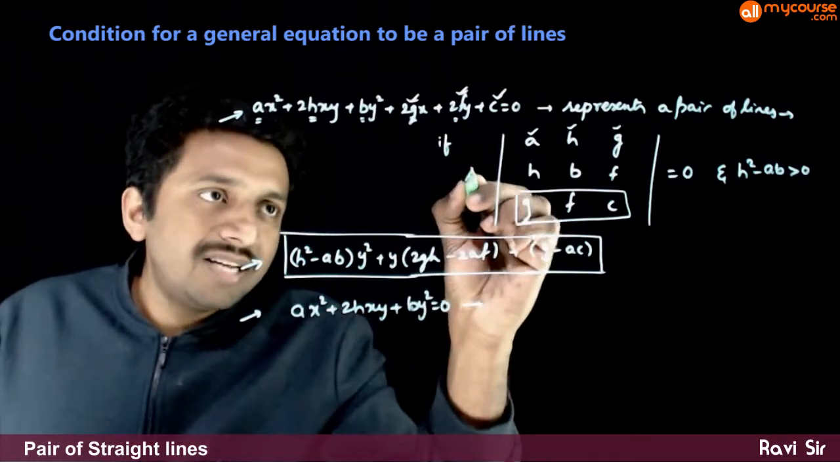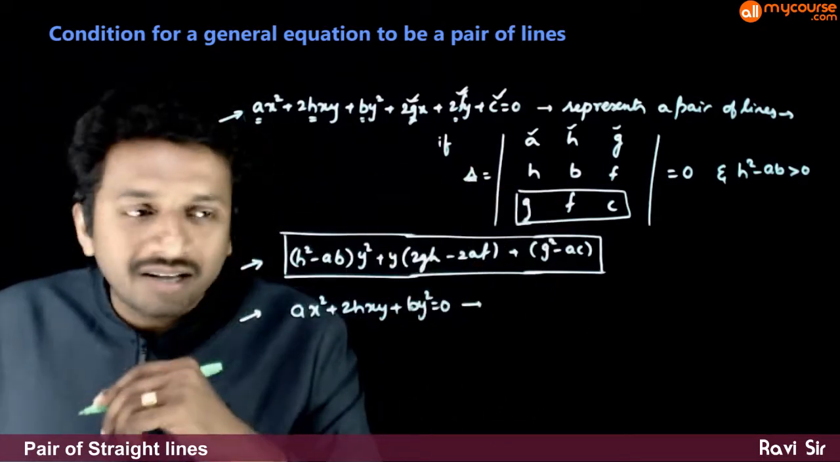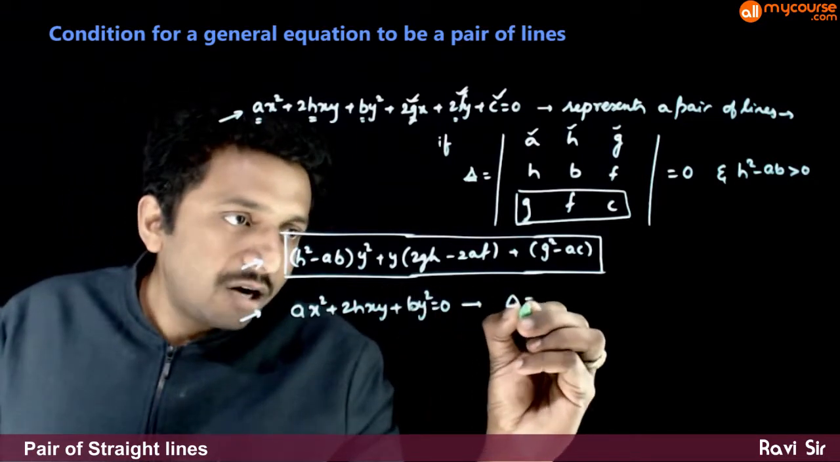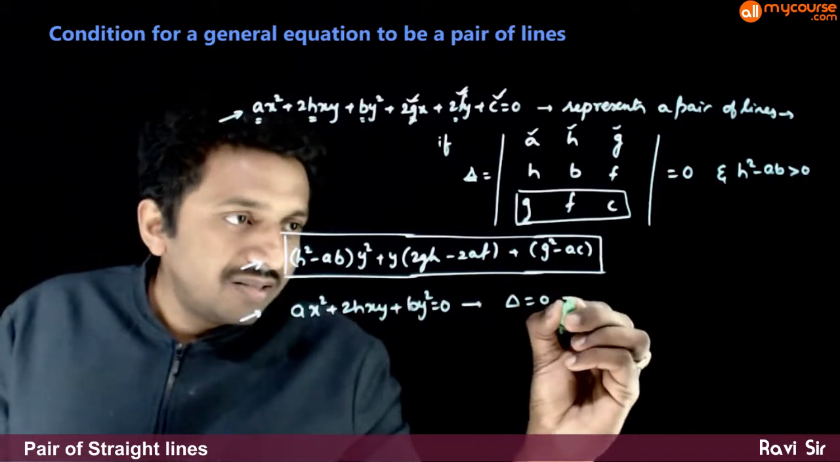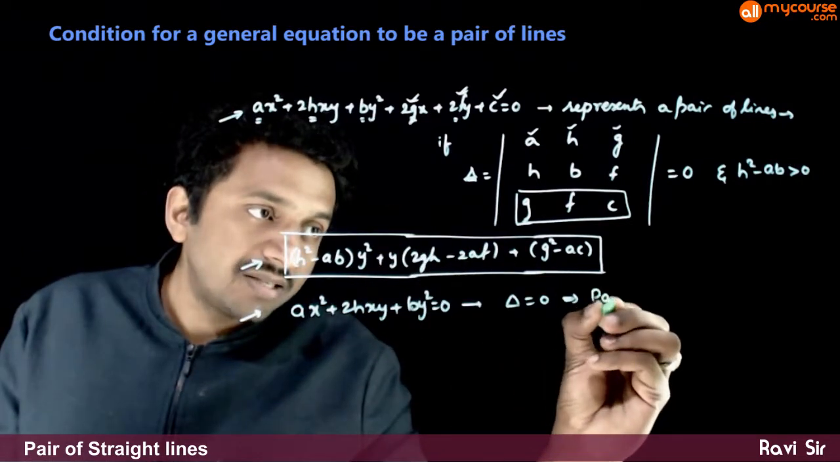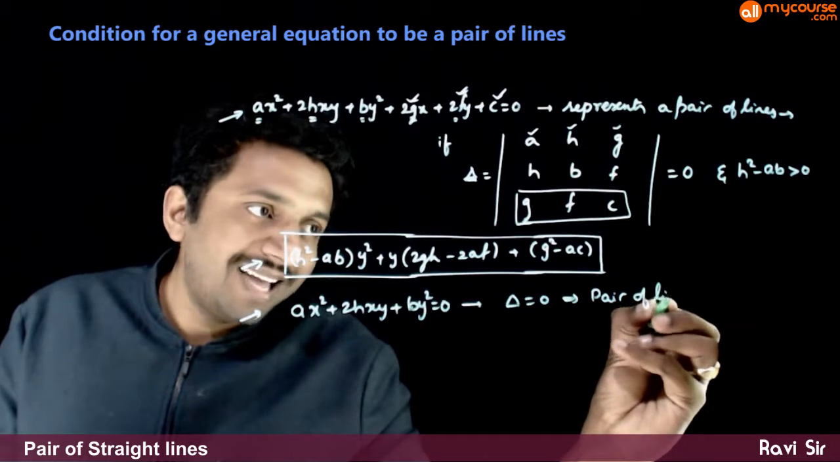So if I call this delta, for this homogeneous equation, delta is automatically equal to 0. This implies the homogeneous equation always represents a pair of lines.